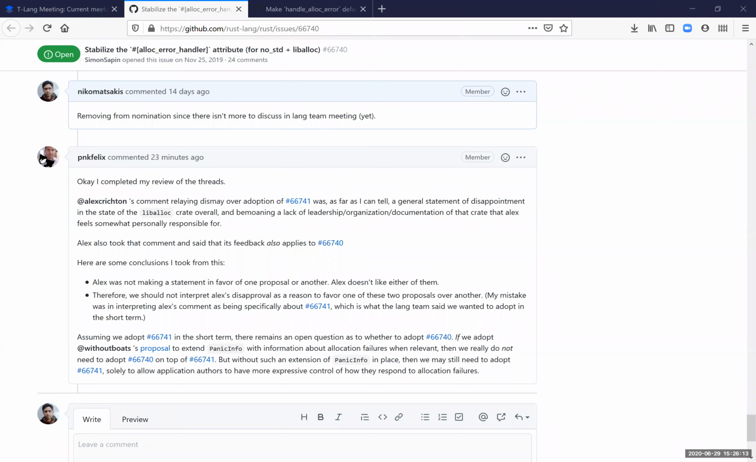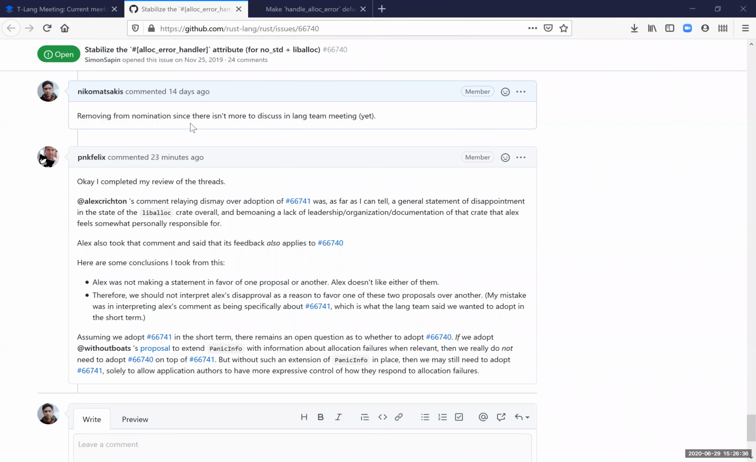Okay, I think I understand. Basically, you were saying we might not need an allocation error handler. You could make the panic handler do that job, being a custom allocation error handler as well. That was Boats' proposal. I have a link to the proposal where Boats outlined that idea. It was earlier in the thread. Okay.